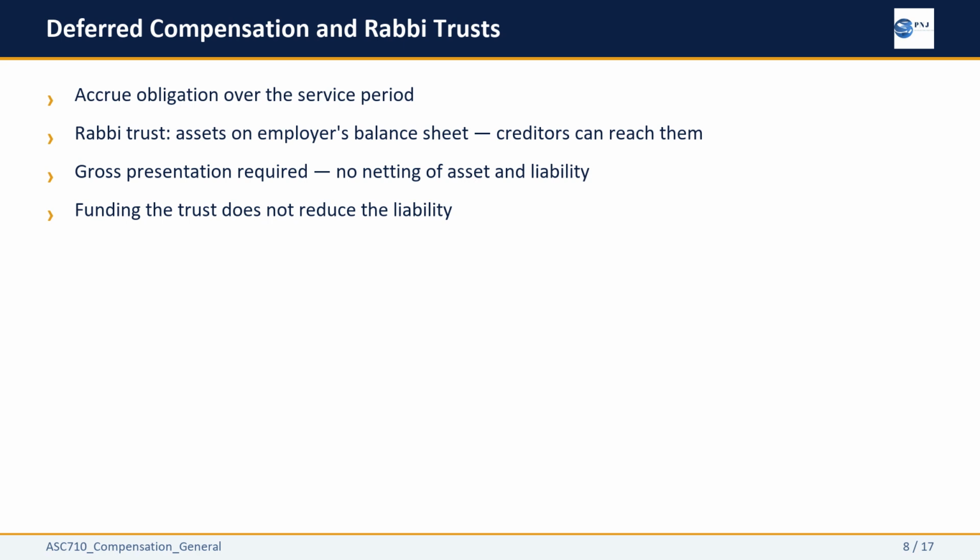Deferred compensation is accrued over the employee's service period. Rabbi trusts hold the funding assets, but because creditors can still access those assets, they never leave the employer's balance sheet. Both the trust assets and the deferred compensation liability appear separately gross. No offset is permitted, and when the employer deposits cash into the trust, that is a transformation of one asset into another. The liability is untouched until the benefit is actually paid to the employee.